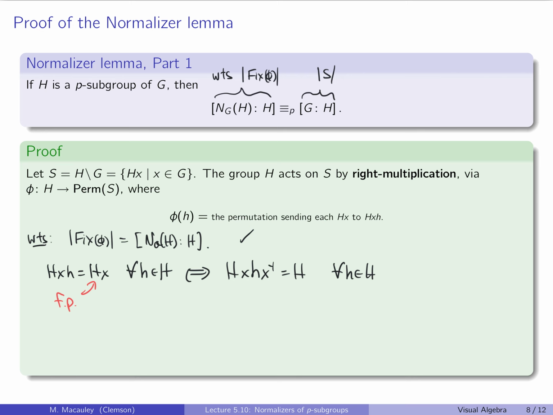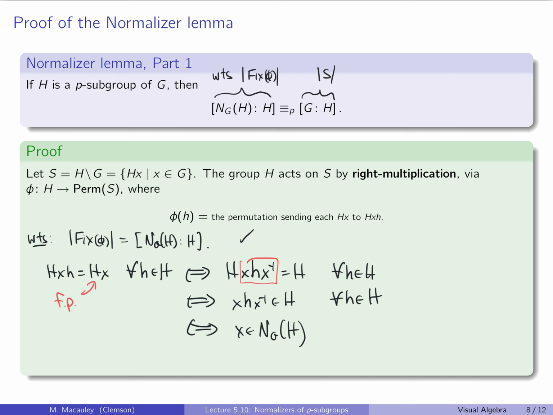And now what? Well, by our boring but useful coset lemma, it is useful, isn't it? We use it all the time. By our boring but useful coset lemma, that's the same thing as saying that x h x inverse is in H for all little h in big H. And what is this saying? This says that x normalizes H. If we conjugate anything in H by x, we stay in big H. So that's the same thing as saying x is in the normalizer of H.